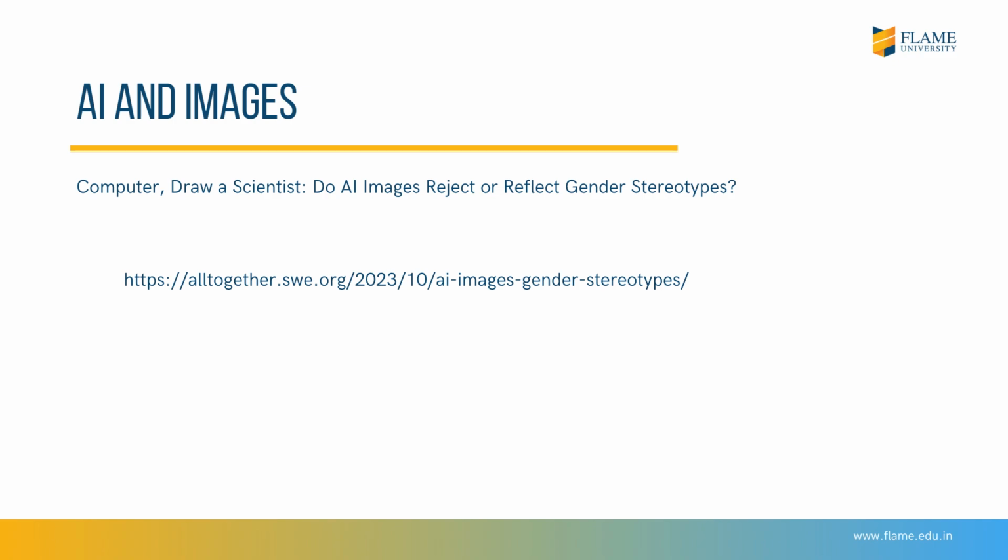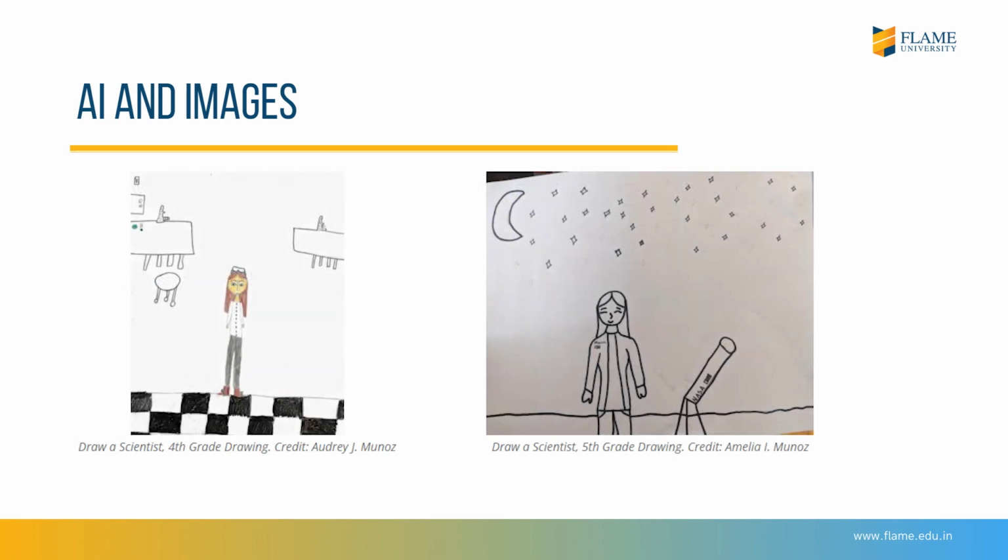Now, this is an interesting project that was conducted over several years. The title of this project is "Computer Draw a Scientist: Do AI images reject or reflect gender stereotypes?" When you read this article, you will see that the Draw a Scientist study started in the 1960s. This project asked children at various ages to draw a scientist, and coded the drawing with certain features, such as gender. Over the 5,000 drawings collected over the first 11 years of the project, only 28 of them depicted a female scientist. And all of these 28 depictions of female scientists came from students who were girls.